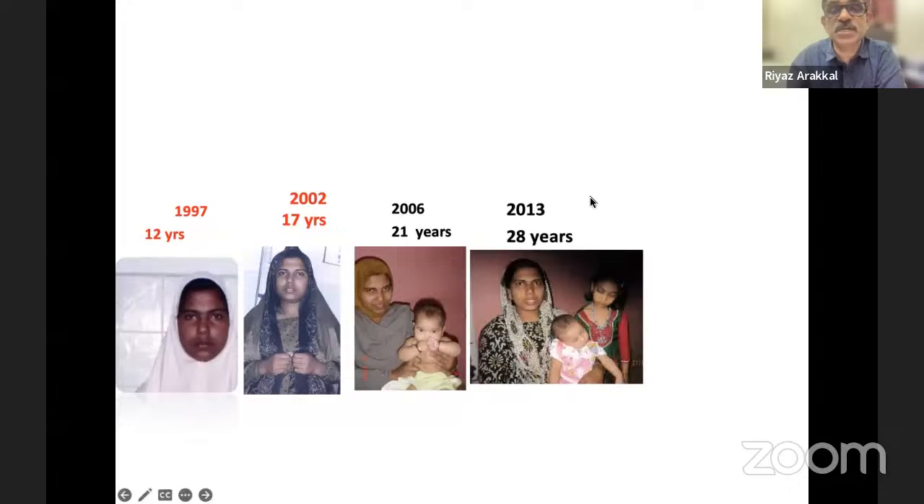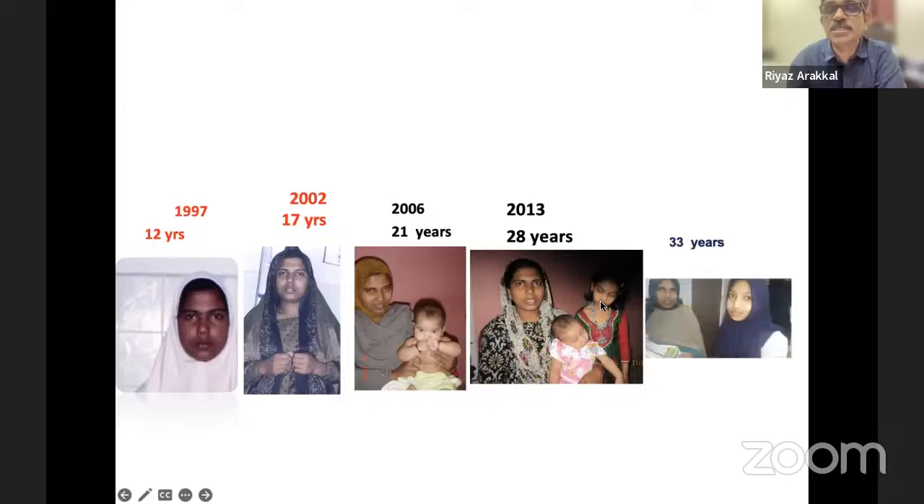Then she came to me again in 2013 with another child. You can see that the first child is now almost as tall as her; she's almost 8 years now. And this is the latest picture. She is now 33 years and the child is now almost 13 or 14 years. So it's really rewarding to diagnose and treat children with Wilson disease.